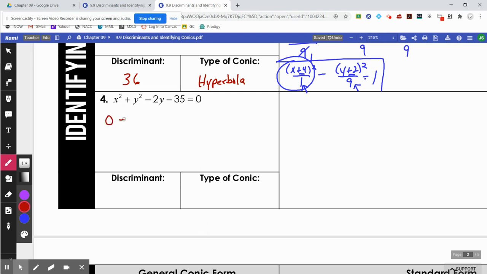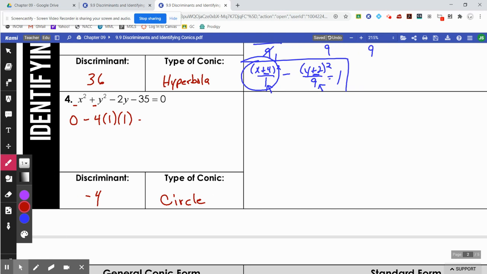b squared is 0 minus 4 times a times c. It gives you a value of negative 4 for the discriminant. If the discriminant is less than 0, it's either an ellipse or a circle. Since a and c are the same, then you have a circle.